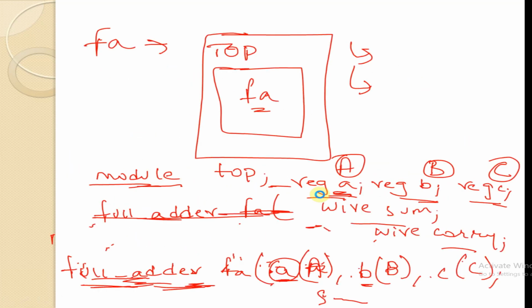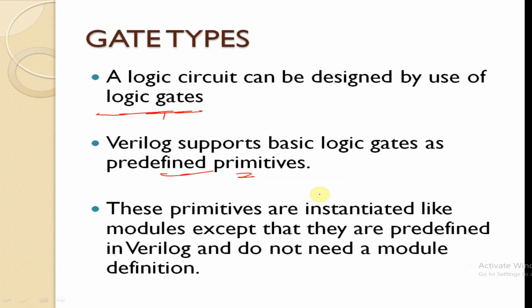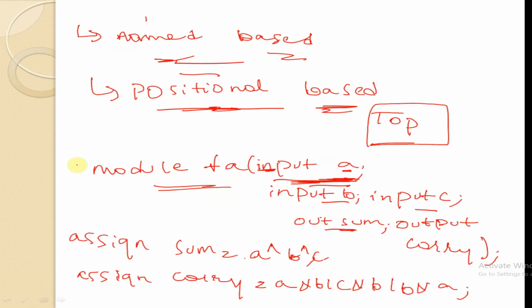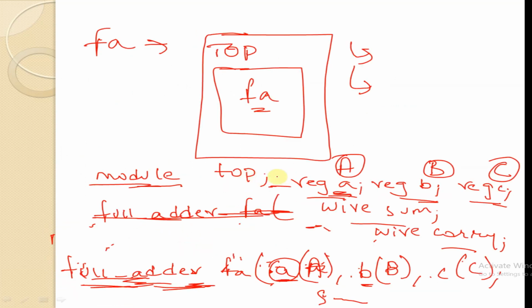So now let's see about gate level modeling. First we are developing the full adder module. We are writing code for the full adder, writing the logic for the full adder, and we are instantiating it in our top module.